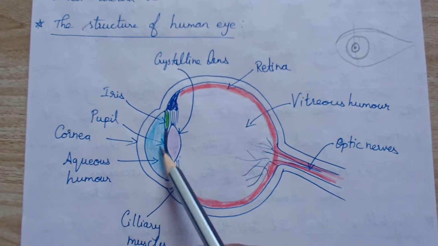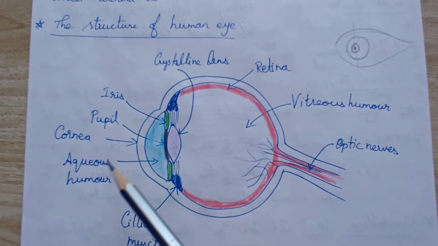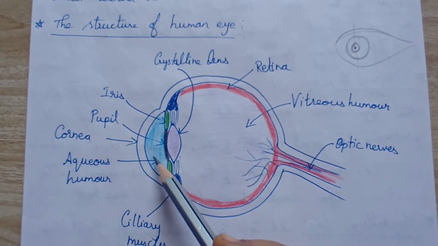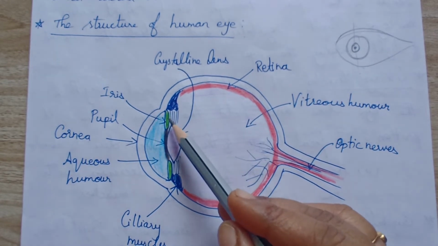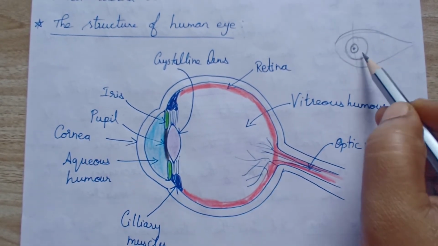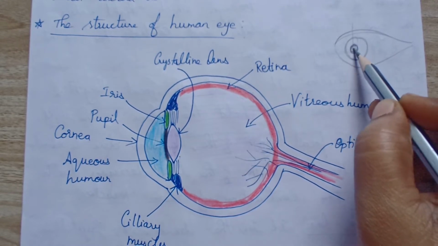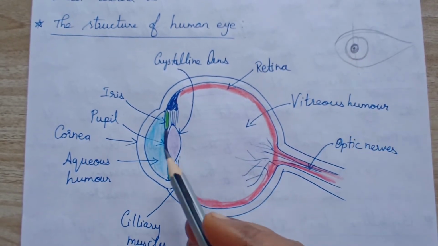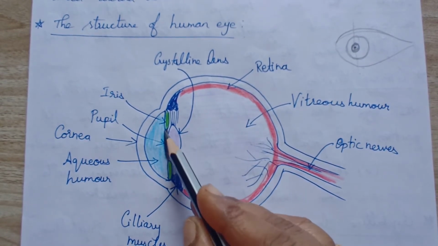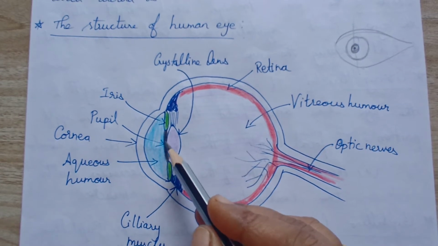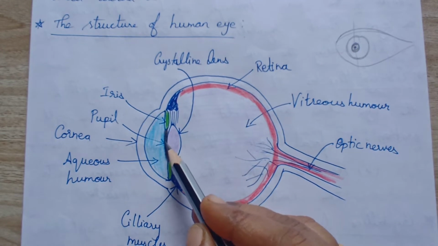Next you will have the aqueous humor, a watery substance. Behind that you will have the iris. Inside the center of the iris you will have the pupil. It is actually an opening. If you look at your eyes, you will see a black dot in them. That opening is called the pupil.